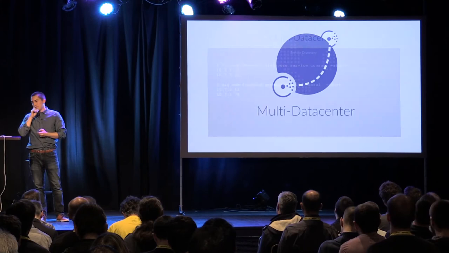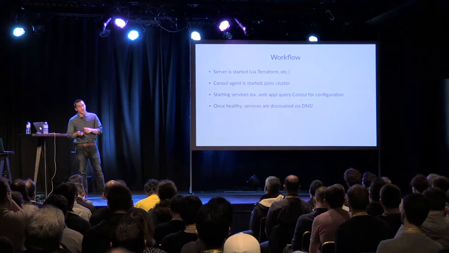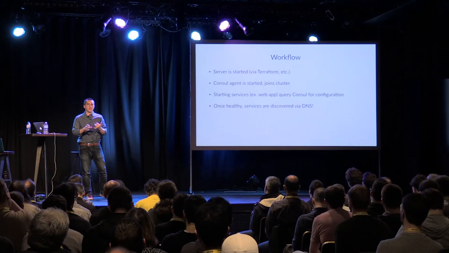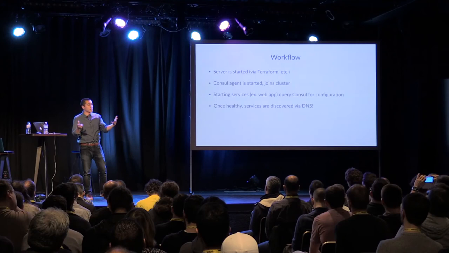Multi-data center. Watch this. So the workflow with Terraform and Consul is really that the server is started. Terraform spins up a server, configures a server. The Consul agent is started and joins the cluster. It's distributed. Then the services that are starting start querying Consul for their configuration. So like I said, the web application asks if it's in maintenance mode or for its configuration, starts doing that. And then once everything's online and healthy, then those servers are just available via DNS.